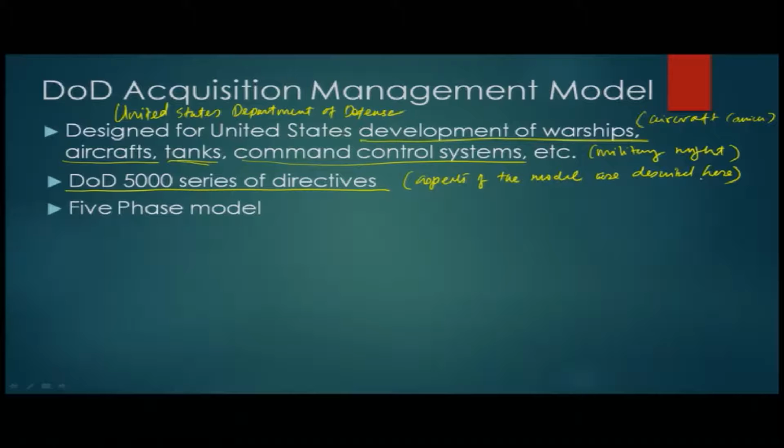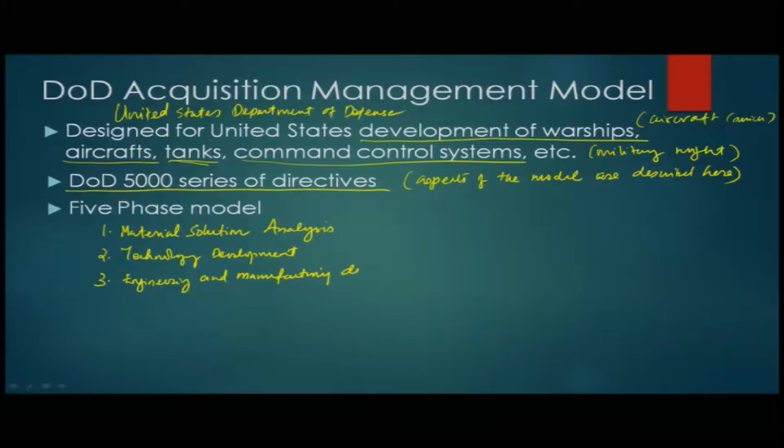This model is a five phased model, and the five phases we can think about are: phase one is the material solution analysis. The second phase is the technology development. The third phase is the engineering and manufacturing development. The fourth one is the production and deployment. And the fifth phase is the operations and support. Okay. So these are the five phases of the model.